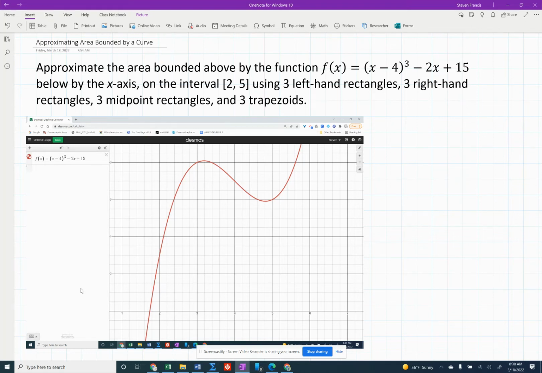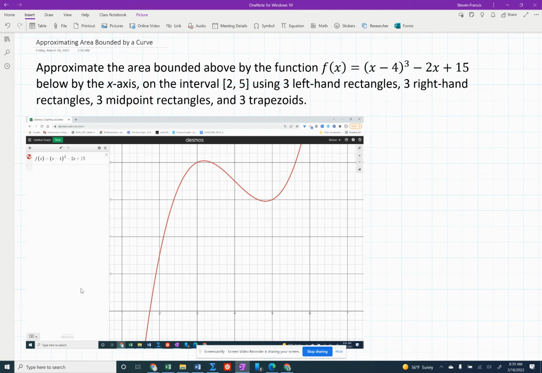Okay, greetings everyone. This is a tutorial video on how to find area or approximate area bounded by a curve. So we have a problem here, and we're going to do this using four different ways. We're always finding the area bounded by a curve and the x-axis in some way. And in this example, the curve on this interval from 2 to 5 is entirely above the x-axis.